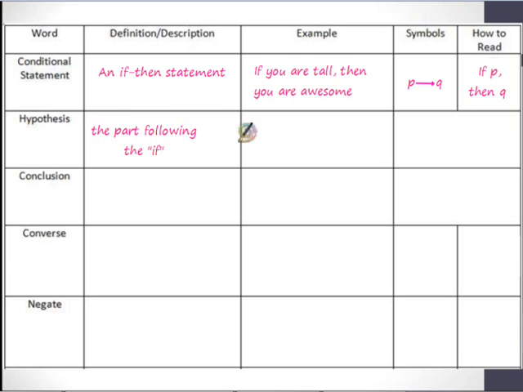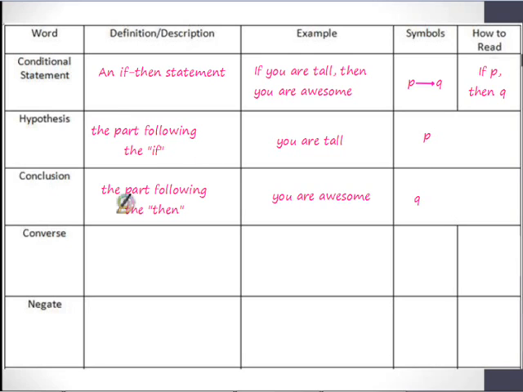So the hypothesis here would be that you're tall. And the symbol for that is just the P. All right. The conclusion would be the part following the then. So you are awesome. Okay, don't get excited. It's just a conclusion based on an if-then. So, and the conclusion there is Q.